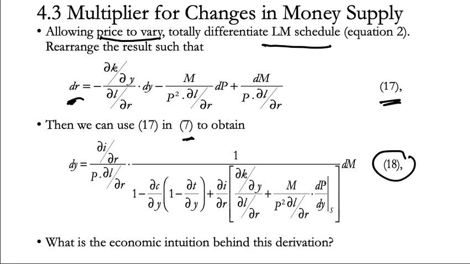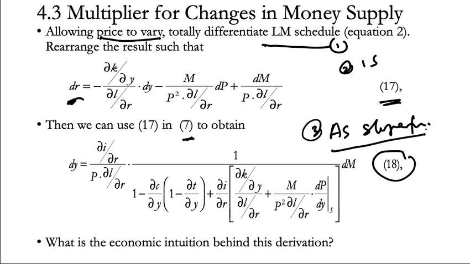But at the same time, not only IS, we also need to have the AS slope function to allow price to vary. So here, in order to derive the multiplier for changes in money supply, first you need the LM schedule, second you need the IS schedule, and third you need the aggregate supply slope function to obtain 18. So please do all of this to derive 18 on your own.